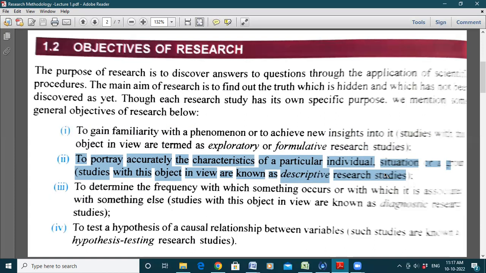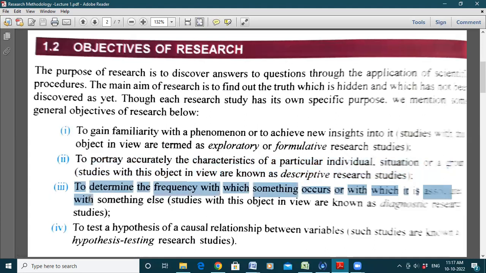जब हम क्या करते हैं, कोई भी particular individual हो गया, suppose some situations, suppose some, in general you can say some variable, we need to find out the characteristics of it and portray it. ठीक है, उस पर्टिकुलर इंडिविजुअल हो गया, सिचुएशन हो गया, वेरिएबल हो गया, कोई भी ग्रुप हो गया, उसका जो कैरेक्टरिस्टिक्स है, we try to portray it. Then this type of research studies is known as descriptive research studies, and this is also a general objective of research.